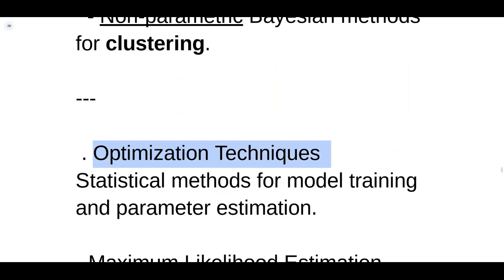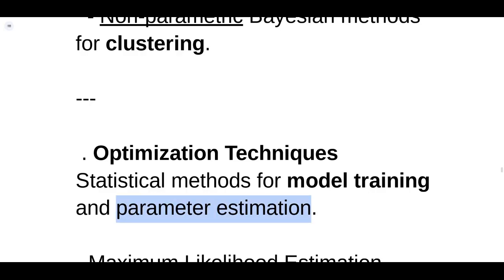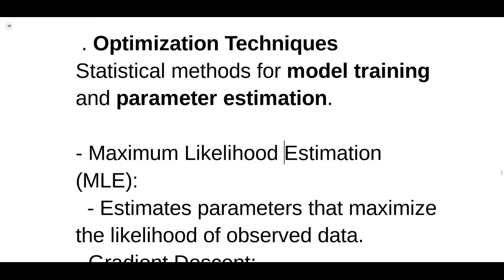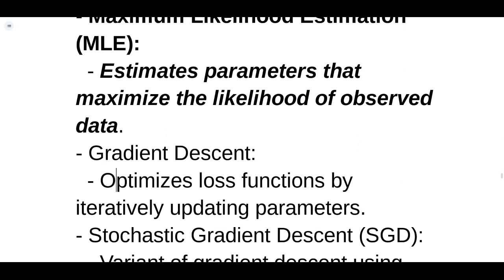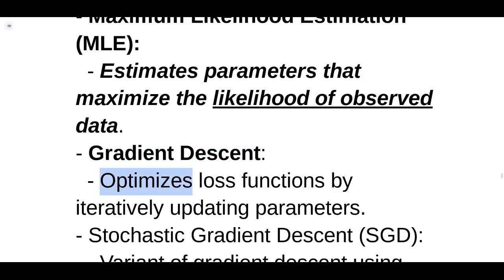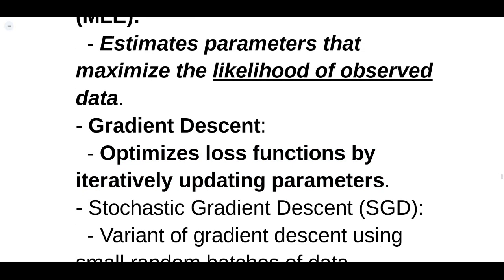Now comes optimization techniques, statistical methods for model training and parameter estimation. So maximum likelihood estimation, MLE, estimates parameters that maximize the likelihood of the observed data. Gradient descent optimizes loss functions by iteratively updating parameters.